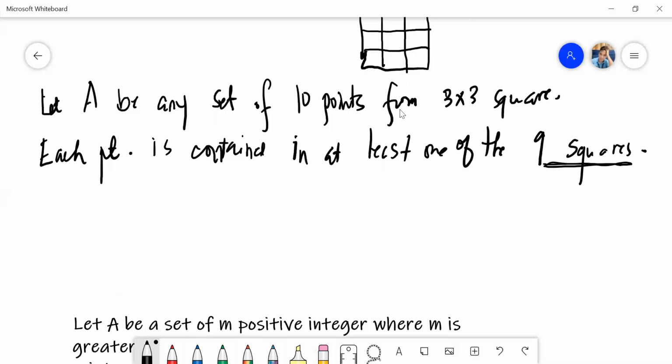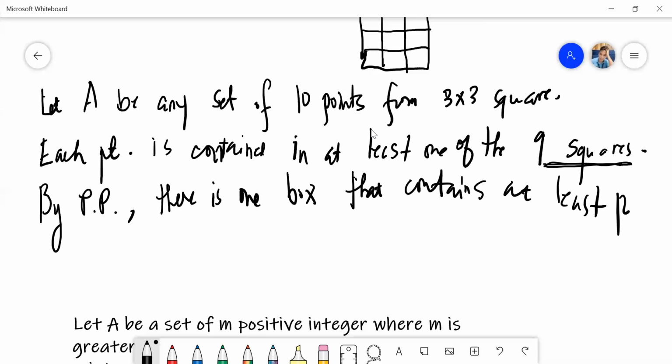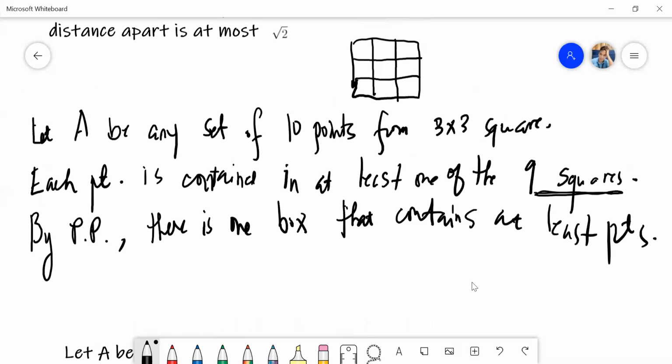So by virtue of the pigeonhole principle, there is one box that contains at least 2 points. Okay, so let's take a look into the figure again.